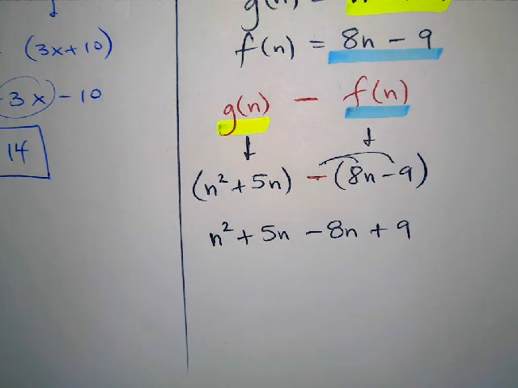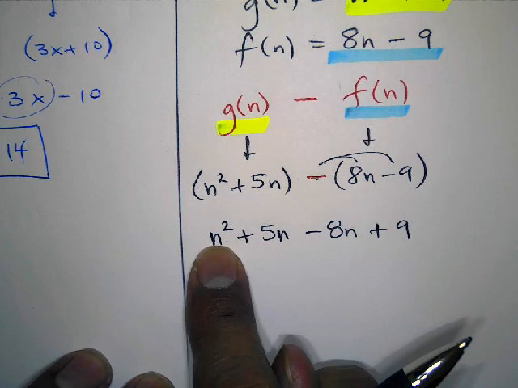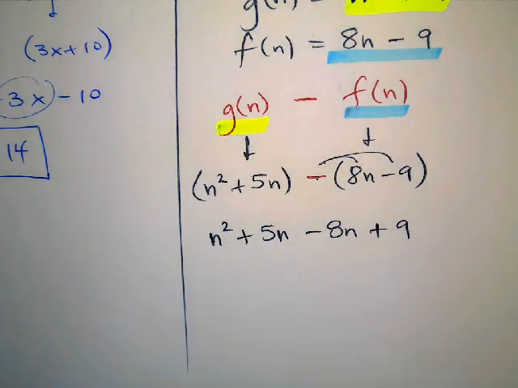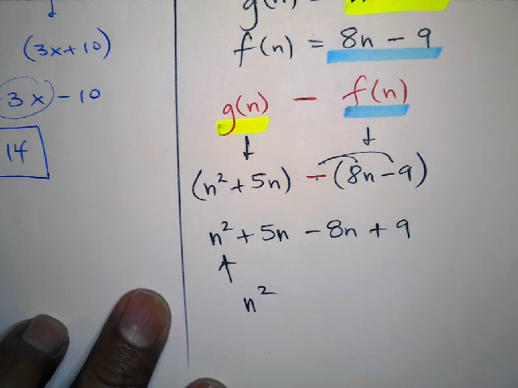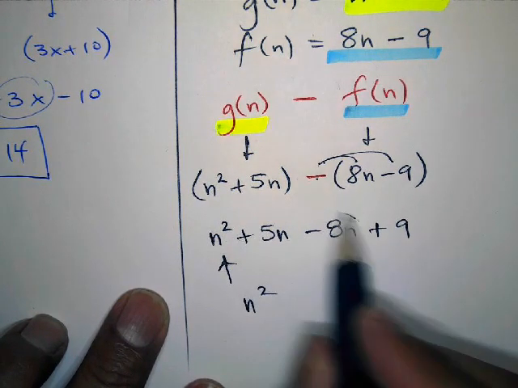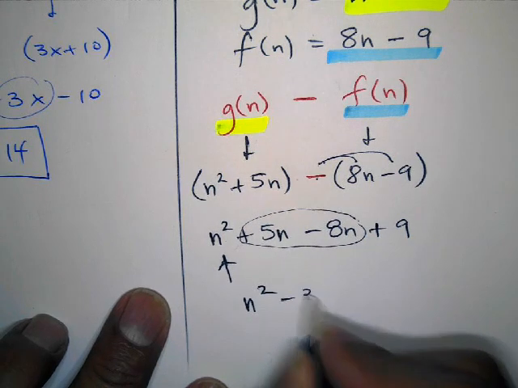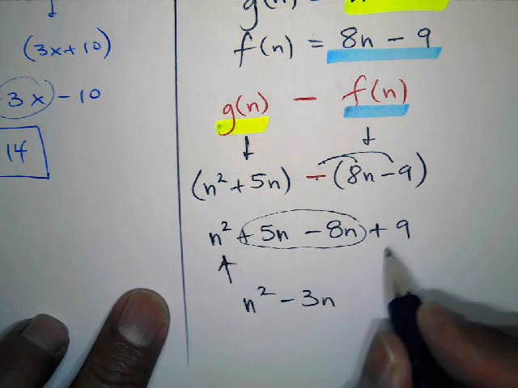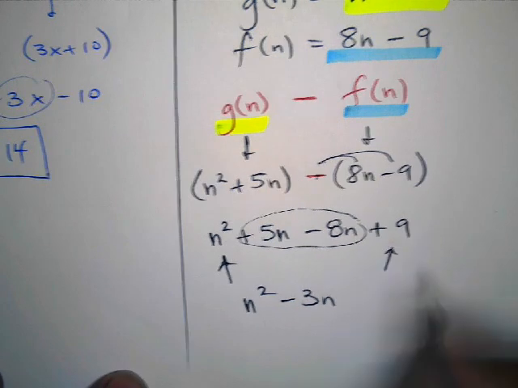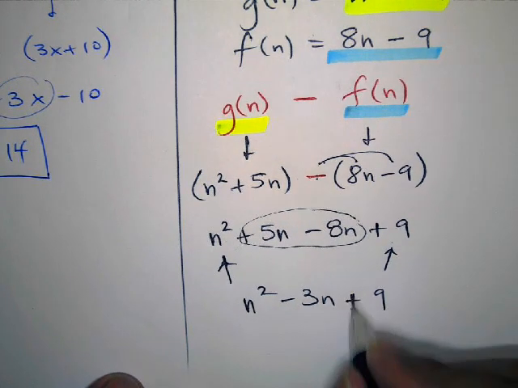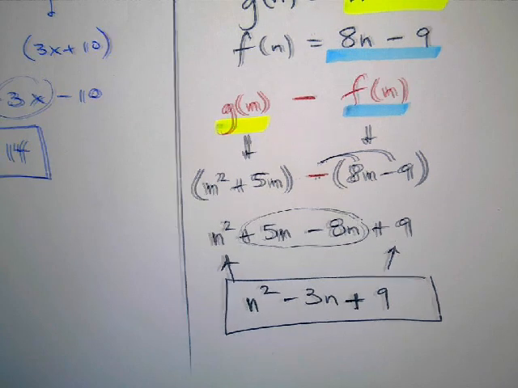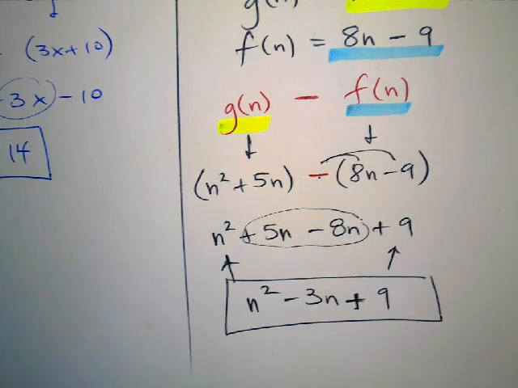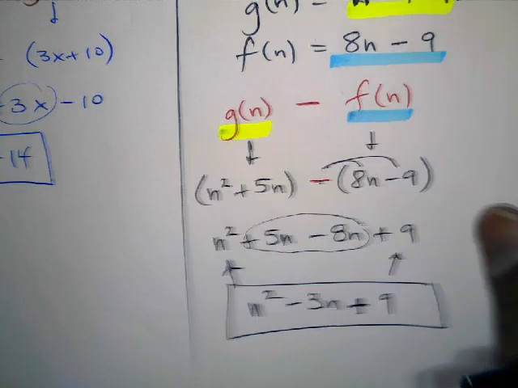So, careful with that. After that, we just combine like terms. But wait a minute. Here's another tricky thing. We got squares, and we got n's, and we got one number. So what happens here? Well, n squared is the only n squared. There's no other one, so that one stays alone. These can combine. That'll give you a negative 3n, right? 5 take away 8 is negative 3. And this is the only number. There's nothing else to add it to, so that just goes along for the answer. All right, so the math is like adding and subtracting, but just wait. It's going to get a little more tricky.